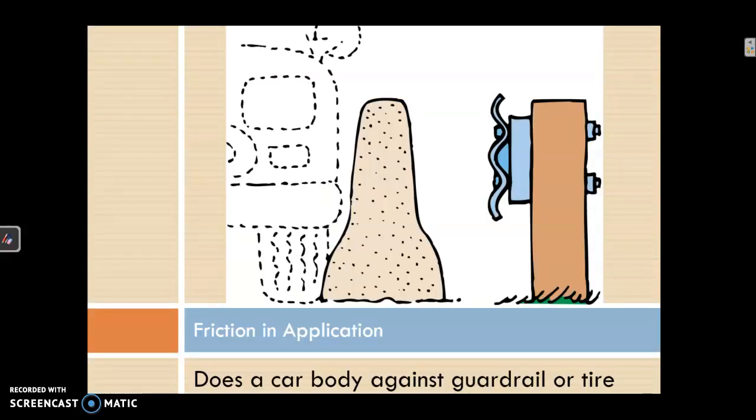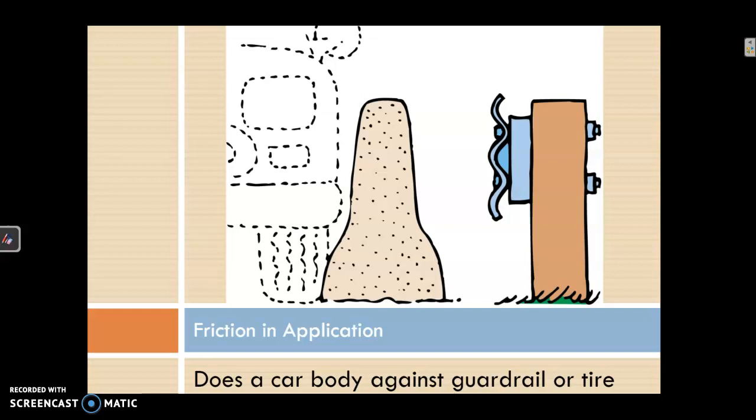So now that we know a little bit more about friction, I'm going to ask you a little question. Does a car body against a guardrail or a tire against concrete produce more friction? Go ahead and think about this for a little bit. I'll wait.